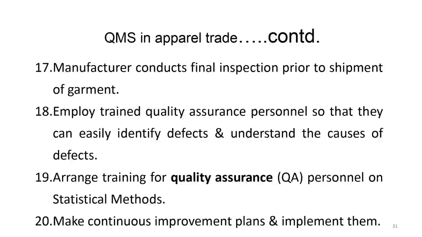And the 20th is the easiest line but the most difficult to do, which is make continuous improvement plans and implement them. Normally, human beings, as professionals, we are not in the habit of continuously striving to improve ourselves. At a point of time, we saturate and then we look at things as if they are perfect, and we also start looking at ourselves as perfect human beings, and we stop making changes to ourselves, and we do not continue to improve ourselves.